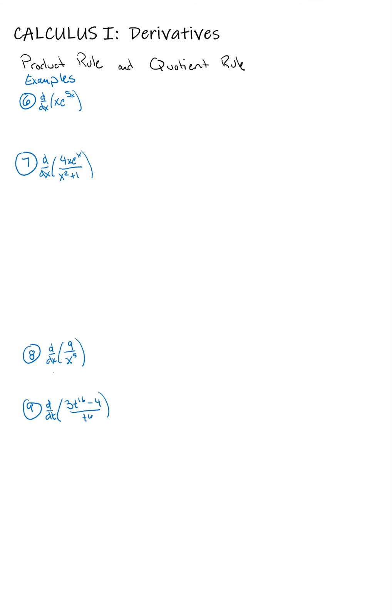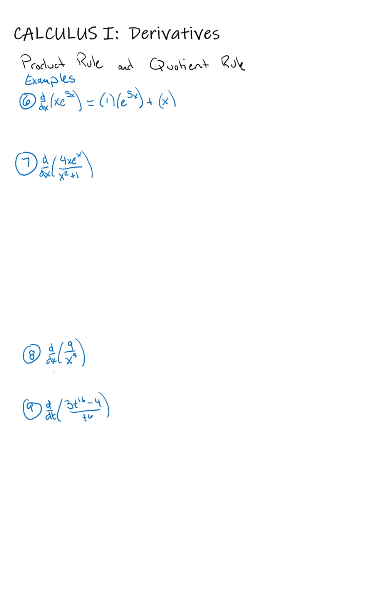Well, looks like we have two functions, an x and e to the 5x, and those are being multiplied together. So again, x is our first function and e to the 5x is our second function. So according to the product rule, we will take the derivative of the first. Well, remember the first one is x, the derivative is just 1, times the second, which is e to the 5x, plus the first, again that's just x, times the derivative of the second. Okay, so we need to take the derivative of e to the 5x.